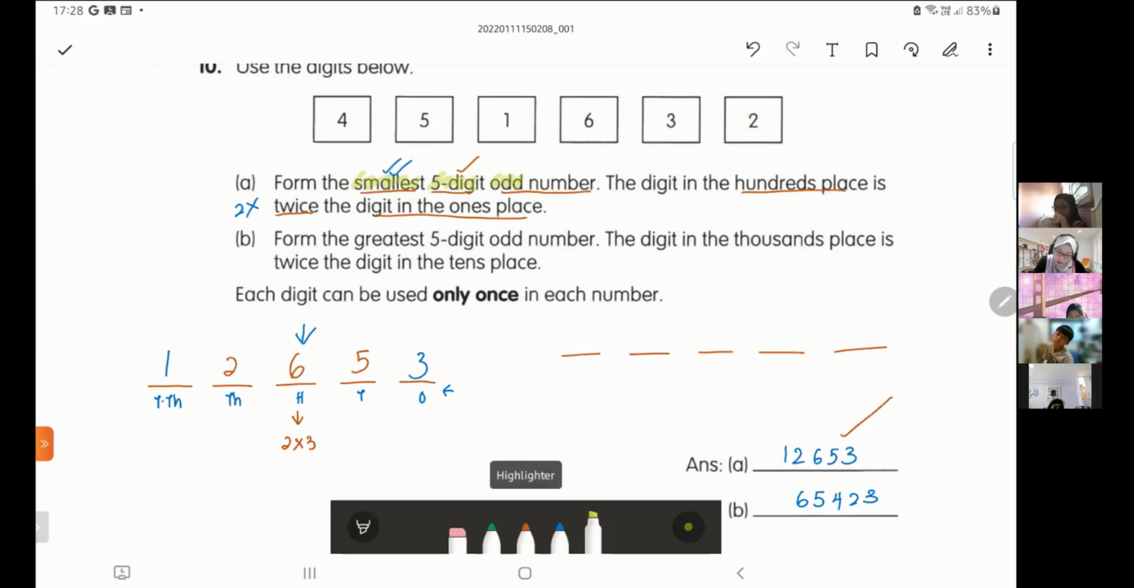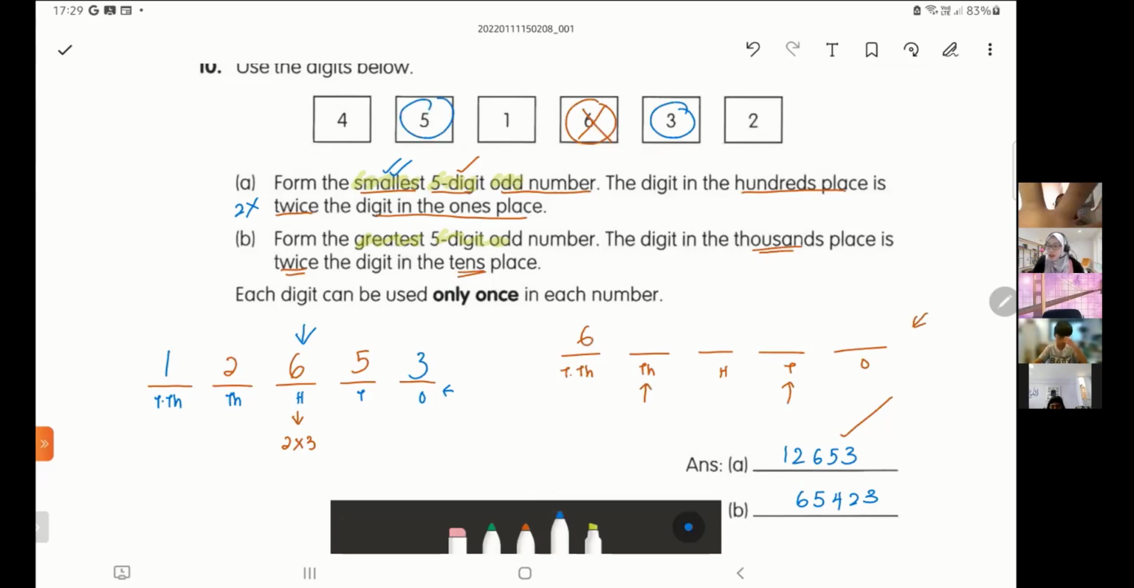Okay, so now I want the greatest 5-digit odd number. Okay, now the odd number again. I want to fill up my 5 places like this. So the greatest between all these numbers, which is the greatest number? 6. So out. Okay, then the digit in the thousands place is twice the digit in the tens place. So 1,000 and tens. Now let's figure out which odd number do I use for the ones place. Is it 3 or is it 5?